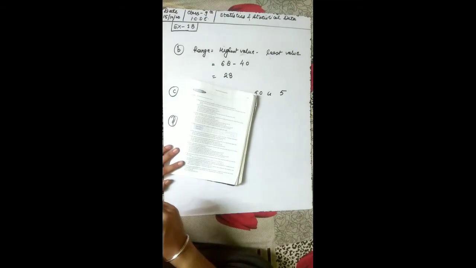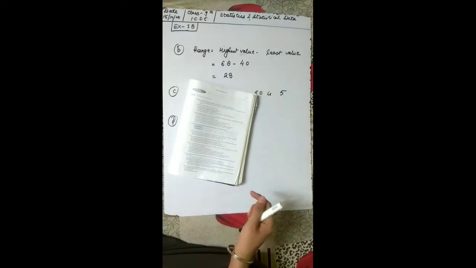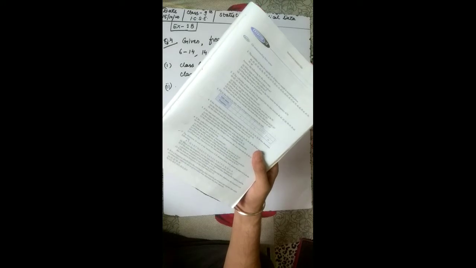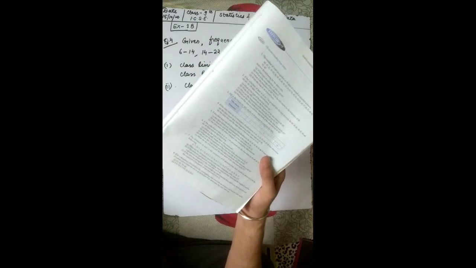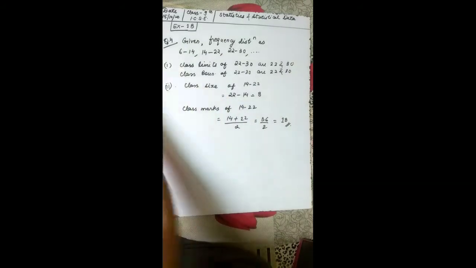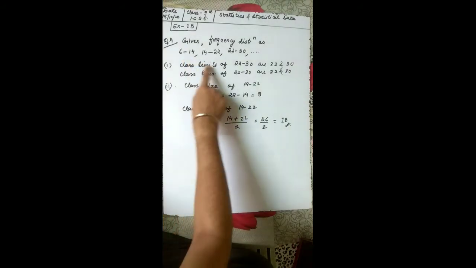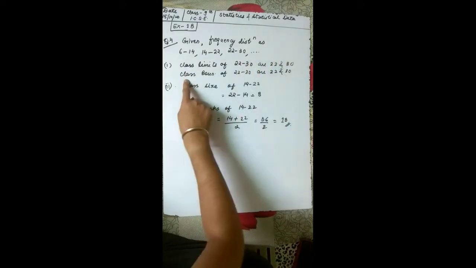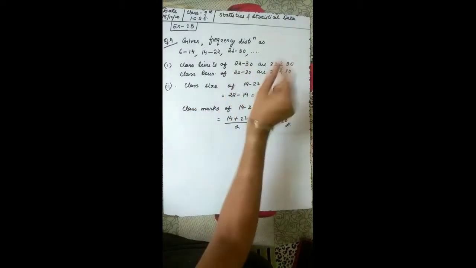This you can do. Question number 4: if the class intervals of a frequency distribution are 6 to 14, 14 to 22, then determine the class limit and class boundary of the interval 22 to 30, the class size and the class mark. Okay, let me do this. If the class intervals of the frequency are 6 to 14, 14 to 22, 22 to 30, 30 to 38, then determine the class limits and class boundary. So the class limits of 22 to 30 are 22 and 30, and the class boundary of 22 to 30 will also be 22 to 30.